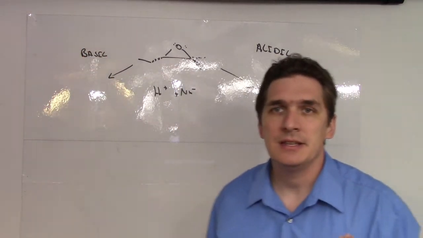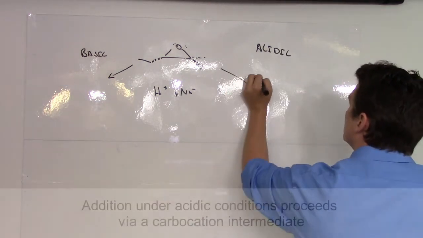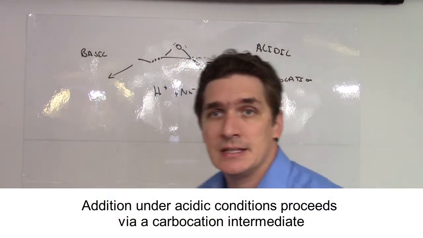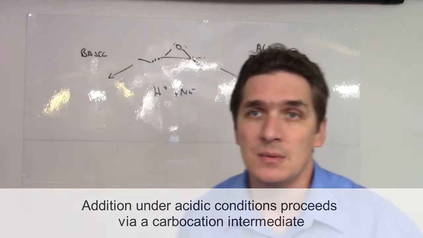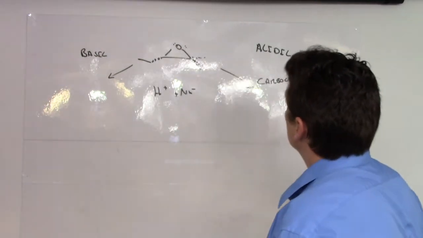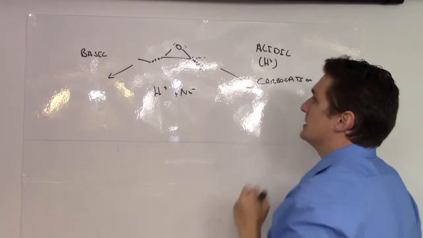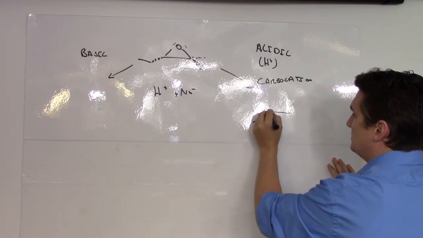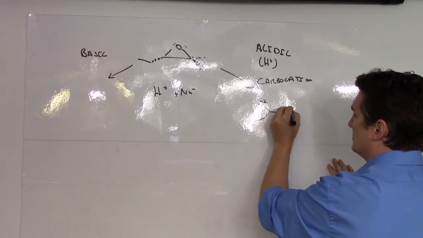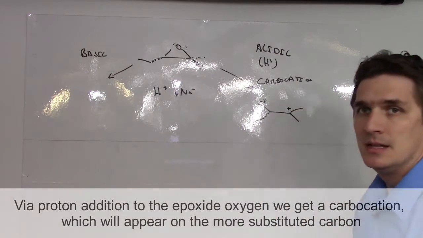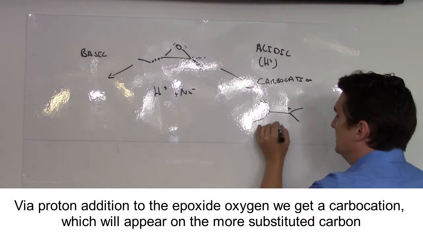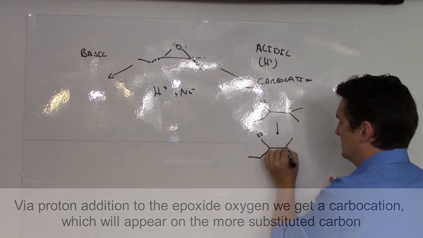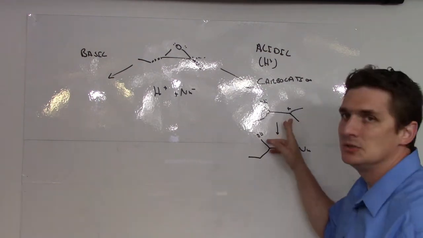So what happens underneath acidic conditions is that we're going to go through a carbocation intermediate. And as you may have guessed, this carbocation is going to have to appear on the more substituted carbon. Now, where this comes from is that if we're working at acidic conditions, we have lots of H+. Well, the H+ is going to add to the oxygen to give us the intermediate compound. Subsequently, our nucleophile is going to attack, and we're going to get the nucleophile added to the more substituted carbon.